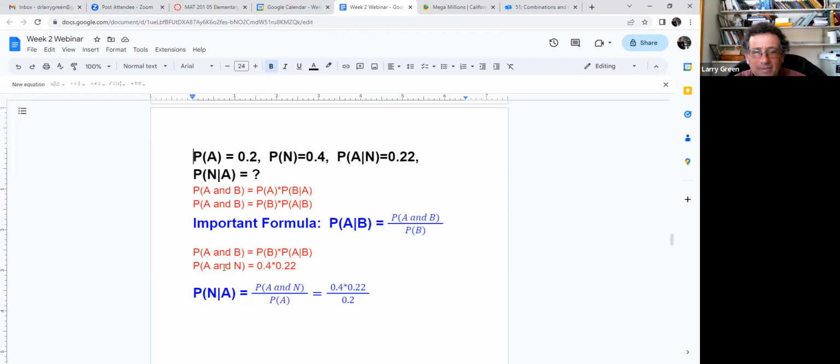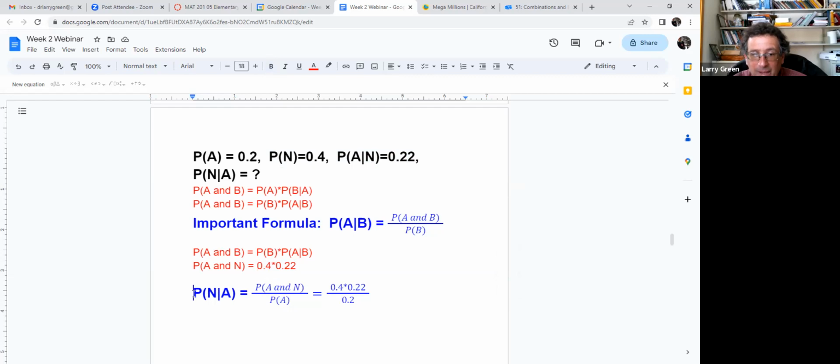And I can say the probability of A and N is equal to 0.4, because that's the probability of N, times 0.22, because that's the probability of A given N. Any questions on the probability of A and N?